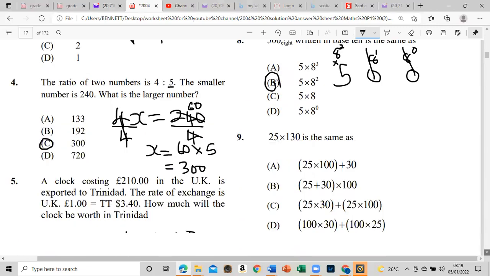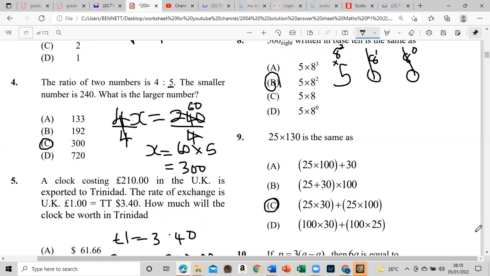All right, so this is 25 times 130, the same as not A, not B. Definitely look like... hold on. See that CRD. So what is it? 25 times 30. Yeah, this. All right, so it's C. You guys work it out.